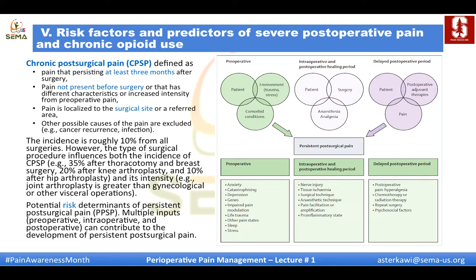Potential risk determinants of persistent post-surgical pain can be divided into preoperative, intraoperative, and delayed postoperative. Preoperative, for example, anxiety, catastrophizing, depression, genes, and other stressors. During surgery, nerve injury, tissue ischemia, surgical technique, and anesthesia technique. And after surgery, postoperative pain, hyperalgesia, if the patient received radiotherapy, chemotherapy, and psychological factors.